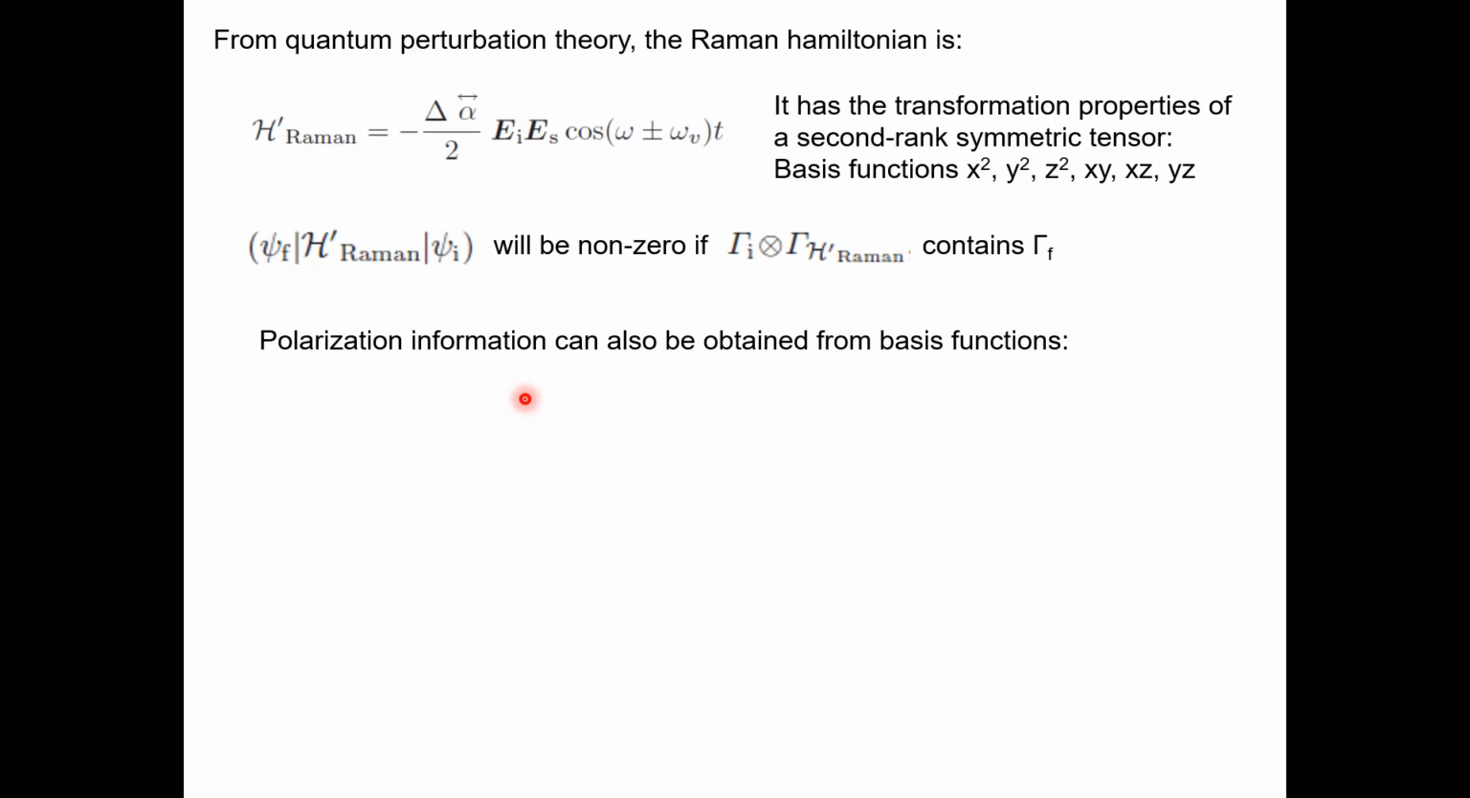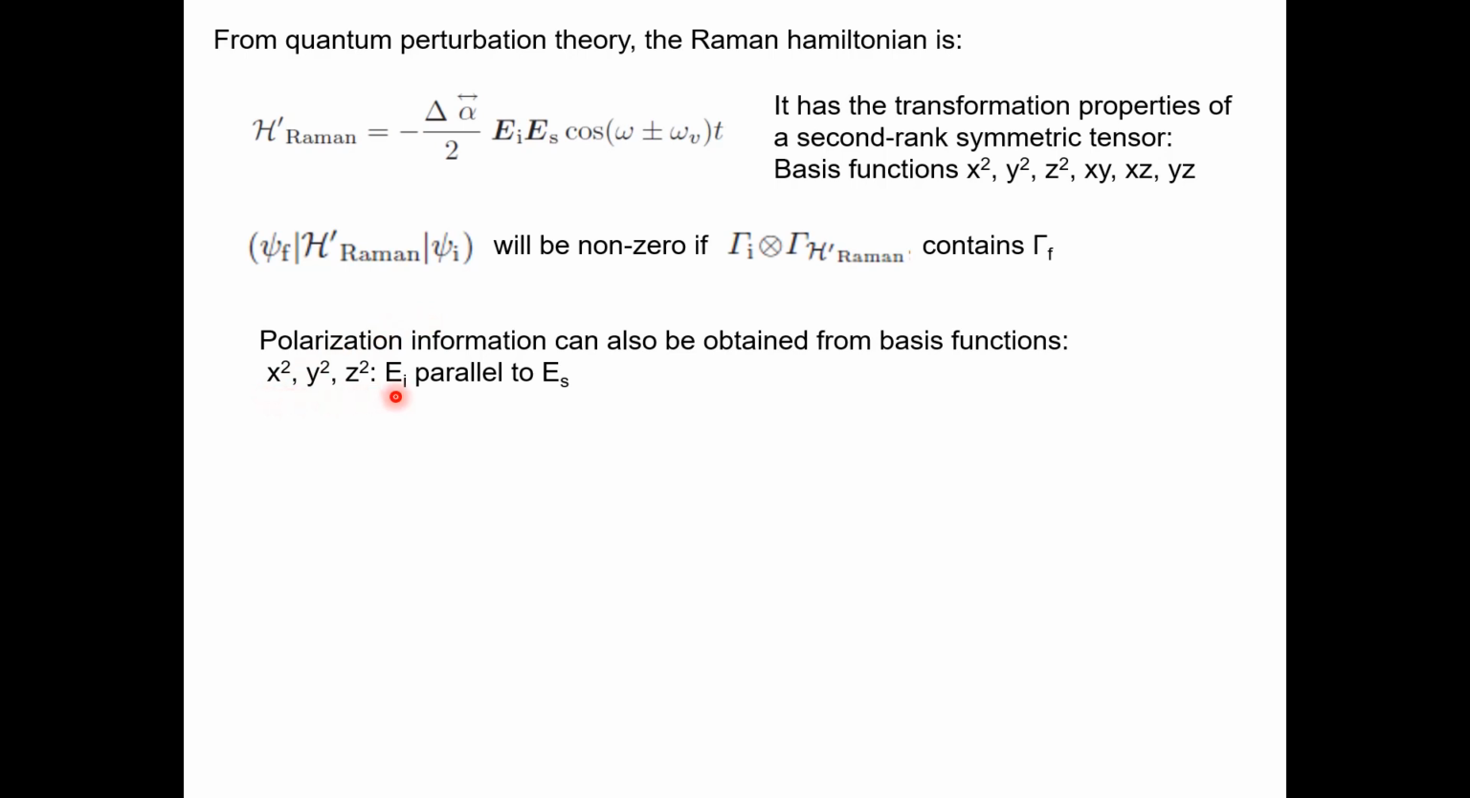In the case of infrared absorption, we had a vector, so we only had to see if the polarization of the electric field of incident light was going to couple the initial and final state. But now in this case we have two vectors, the incident and the scattered electric field. So the polarization information for Raman scattering is slightly more complicated. It will involve analyzing the relative orientation of the incident and the scattered light.